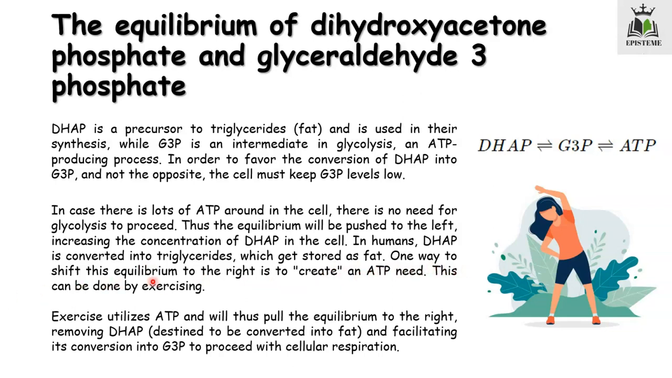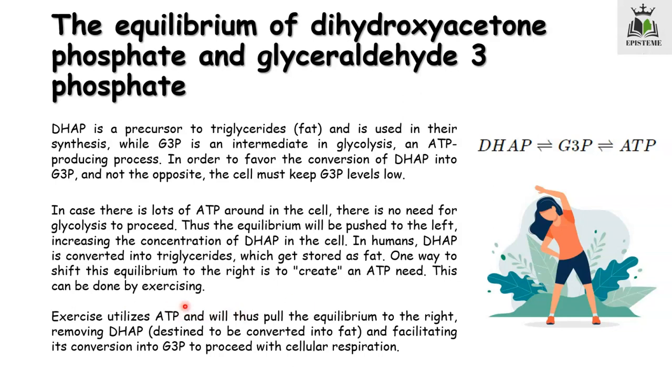Now one way to shift this equilibrium to the right, that means towards glyceraldehyde 3-phosphate, is to create an ATP need. That means we need to make an ATP deficit environment in our body so that our body starts to produce more ATP. And more ATP production means the glycolysis process will be initiated and glyceraldehyde 3-phosphate production will also be increased.